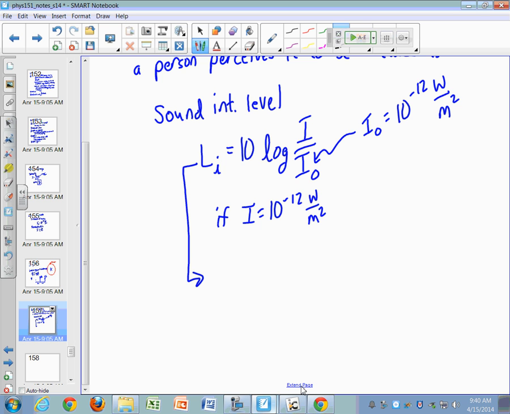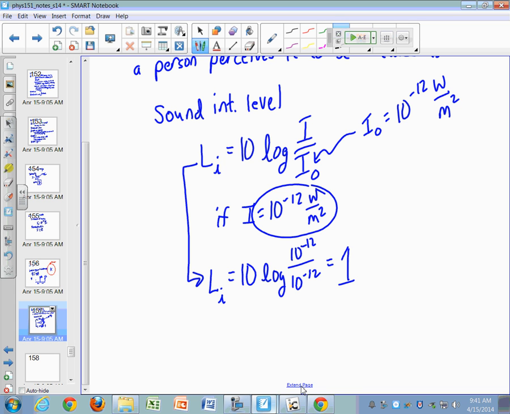Maybe high school, yeah. Now, if the intensity is equal to your threshold, then your sound intensity level, which remember is different, is going to be 10 log of 10 to the minus 12 over 10 to the minus 12, or log of 1. And the log of 1 is equal to 0. So when we're at our threshold of hearing, which is 10 to the minus 12, our sound intensity level is going to be 0, and this is going to be in decibels. So in decibels, our minimum sound that we can hear is equal to 0 decibels, or 0 dB, we call it.